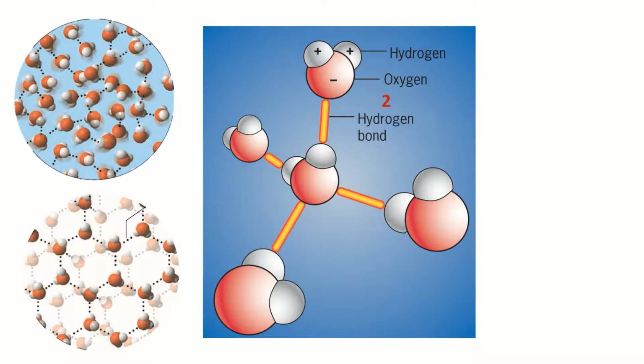So this particular bond between water molecules, between its hydrogen atoms and oxygen atoms, is called the hydrogen bond. So this is our second type of non-covalent bond.